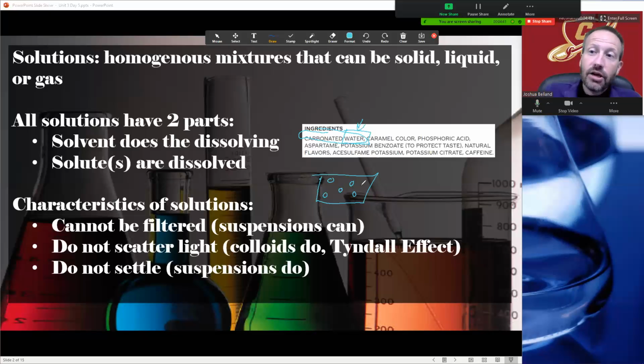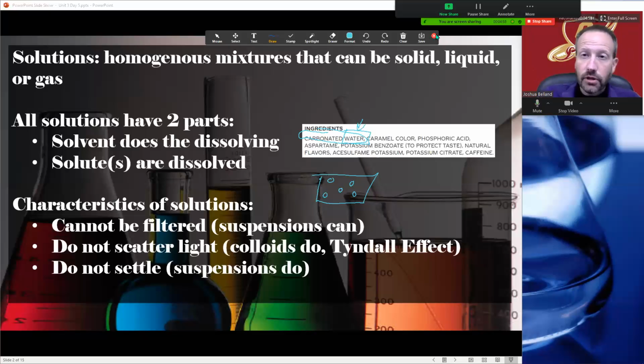Okay, and then also solutions will never settle, never settle. So if it eventually settles, it's not really a solution, it's a suspension. So be aware of what they are by also being aware of what they're not. They're not suspensions and they're not colloids.